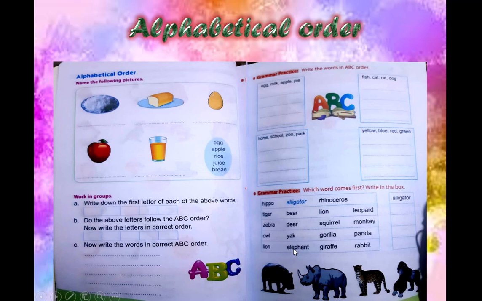And now you have lion, elephant, giraffe and rabbit. Who is going to tell me which word comes first in the box? I think giraffe? No. We have elephant before. Yes. So elephant will come over here. Got it? So now we have done all the assignments, all the topics.